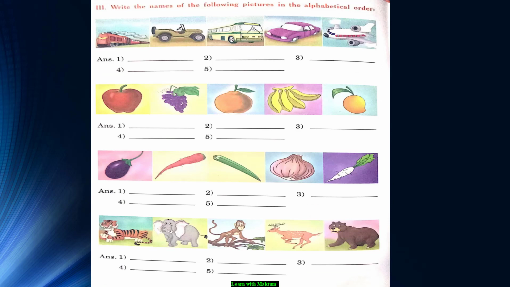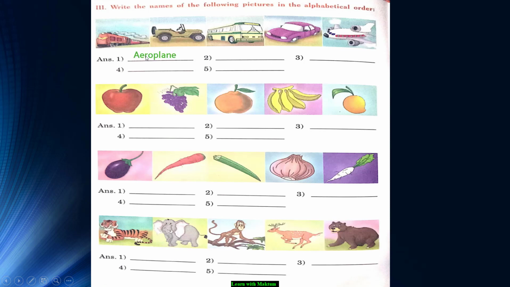Write the names of the following pictures in alphabetical order. Here they have given you the pictures. You have to write the names of these in alphabetical order. Here first is what? Train, jeep, bus, car, aeroplane. Alphabetical-wise, which one will come first? A will come first, then B, C, J, T. Like that you have to write.